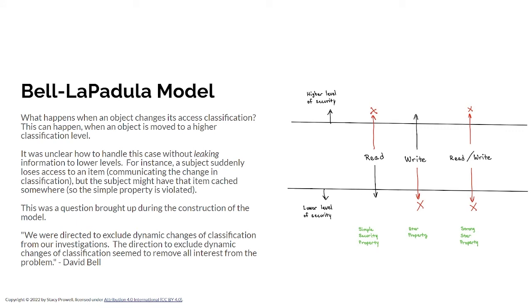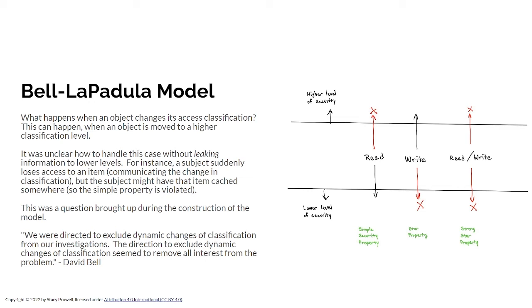What happens if an object changes its classification? It used to be top secret, but now it's secret. Or it used to be secret, but now it's top secret. How do we deal with that? Well, we don't. We're not sure how to handle this without leaking information. For example, a subject suddenly loses access to an item. Let's say I have a secret clearance and I used to be able to access this one document. Now it tells me I can't. That tells me that its security classification has changed. And maybe I have a local cached copy of it, which means I may have in my cache top secret information, even though I only have a secret clearance. That's neat. That tells me something. And it's leaked top secret information to me.